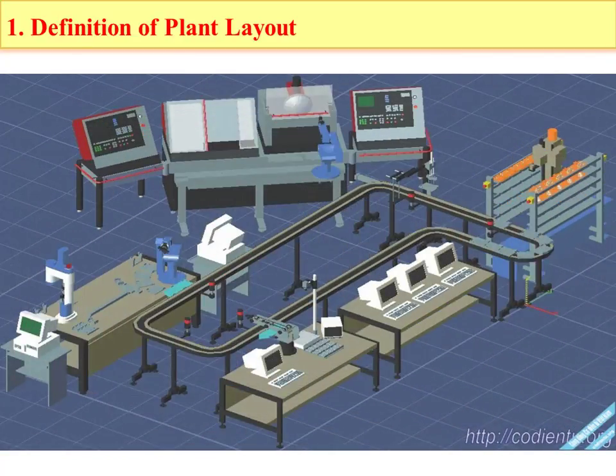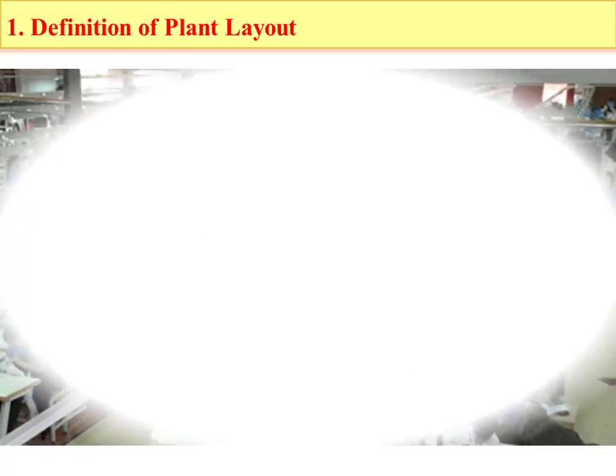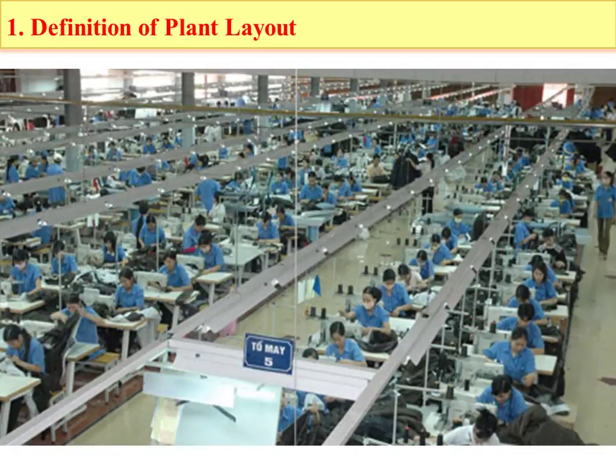Now we will go on to the examples of plant layout. As you can see in the first picture, there is a cloud conveyor that the robots run on, and near them there are some stations, and each station has its own function. Now go to the next picture.